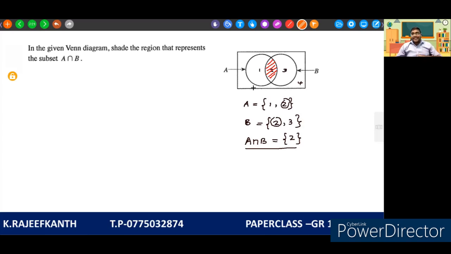If you couldn't find this answer, then you can write the elements, right? Then you can get the elements of set A, then the elements of set B. After that, you can get the common elements of A and B. So that will be the A intersection B. Then the set element is 2, so we have to shade that region.